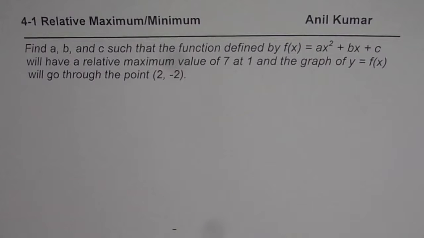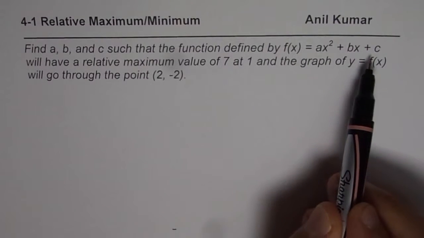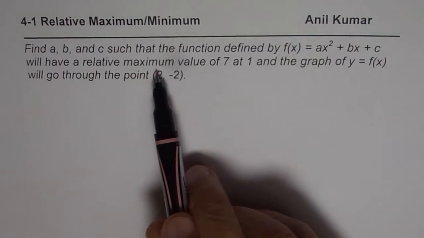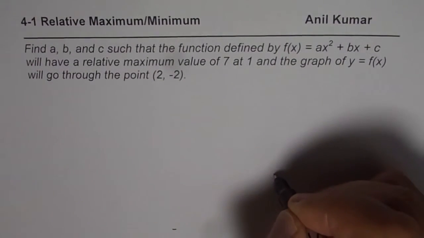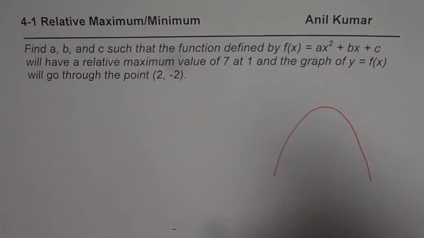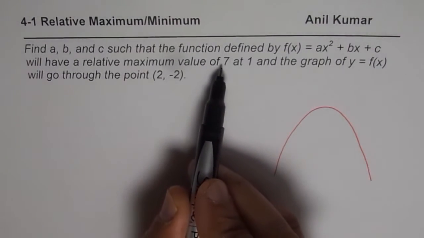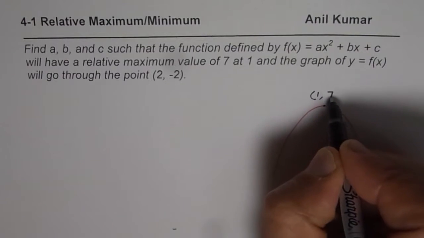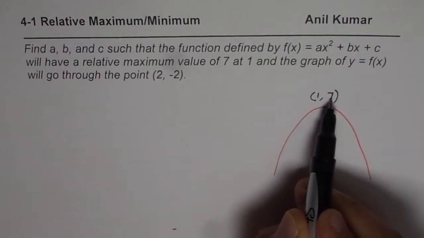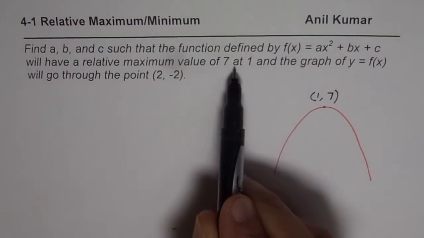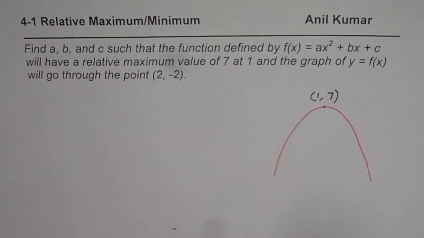So first I'd like you to really understand the question. We are given a quadratic equation which can be represented by a parabola which has a relative maximum value. That means the parabola should be kind of like this, upside down, right? Now what we are given here is a relative maximum value of 7 at 1. That means at x equals 1 the value is 7. At times I've seen students mixing this up. The maximum value is 7, and that is the maximum value at x equals 1, correct?